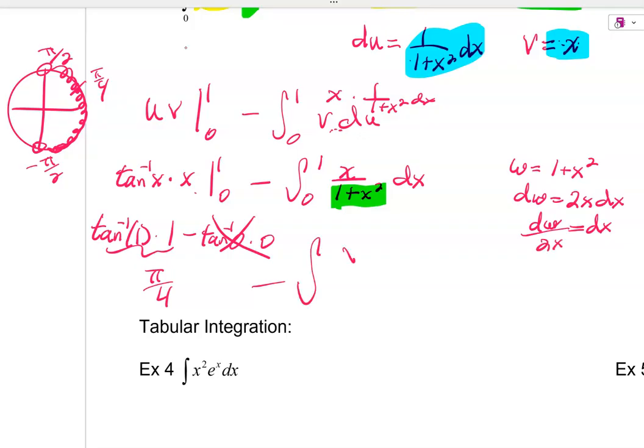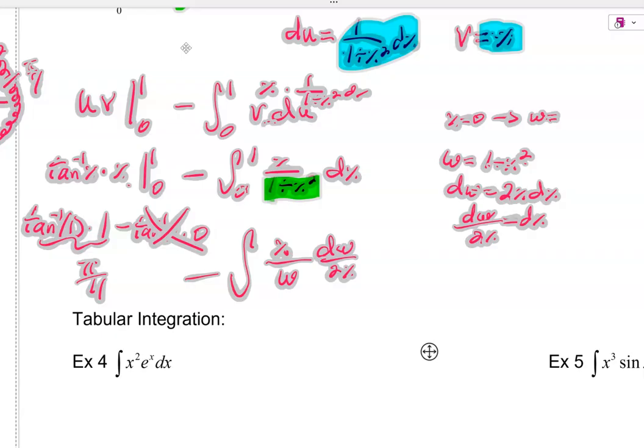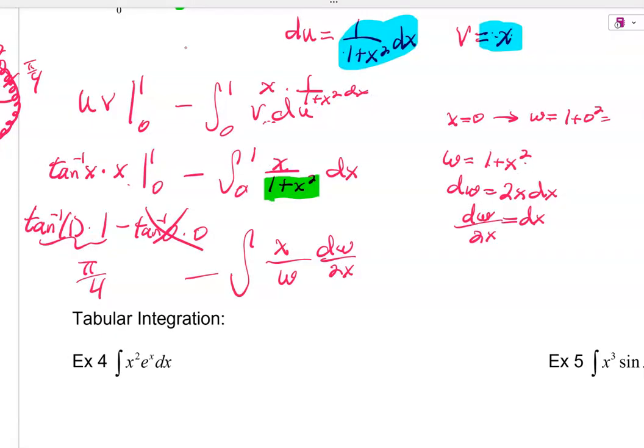And let's just work this out. Down here's a w. Here's dw all over 2x. And the bounds are going to change. Look, when x equals 0, look at that. 1 plus 0 squared is what we have for w. That's just a 1. Your new lower bound is a 1. When x is equal to 1, w is 1 plus 1 squared. Hey, that's a 2. And look at that. Things are getting better.